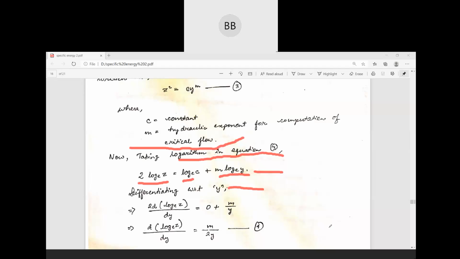When you differentiate with respect to Y, twice d by dY of log e Z is equal to, so C is a constant, so log C is also constant. If you differentiate, it will be 0. And M is also a hydraulic exponent. If you differentiate log e Y, it will be 1 by Y. So you can write M by Y. If you bring this 2 to the right hand side, it will be M by twice Y. You can consider this now as equation number 4.